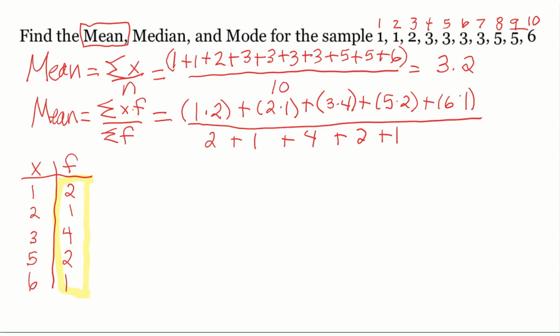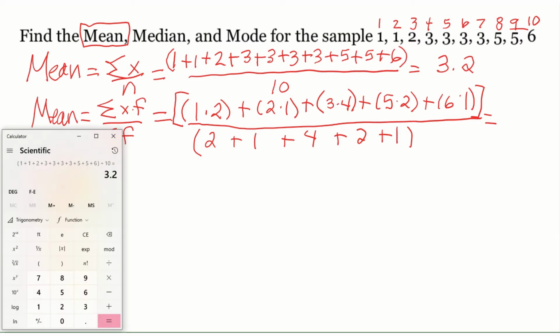Okay. Now we're going to input this into our calculator. Once again, when you're inputting it into your calculator, you want to put brackets around everything in the numerator and brackets around everything in the denominator. So let's go ahead and do that. So first I'm going to have a double bracket. Notice there's a double bracket. And then I'm going to put in all of my values.